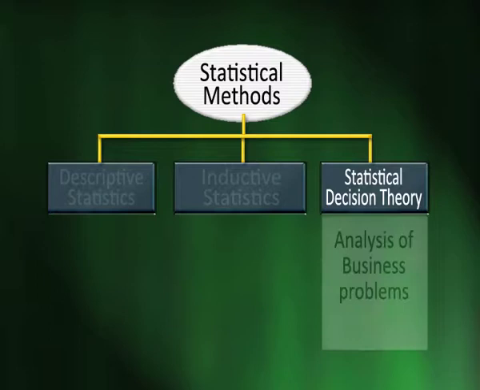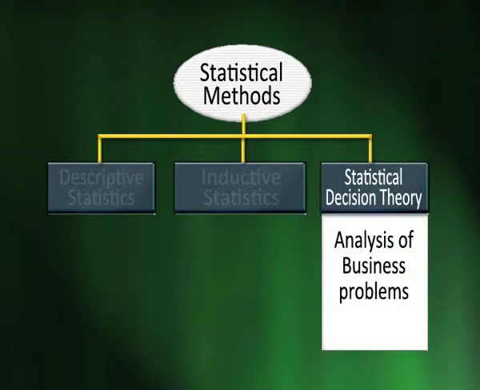Statistical decision theory, whereas, deals with analyzing complex business problems with alternative courses of action or strategies and possible consequences. Basically, it is to provide more concrete information concerning these consequences, so that the best course of action can be identified from alternative courses of action.